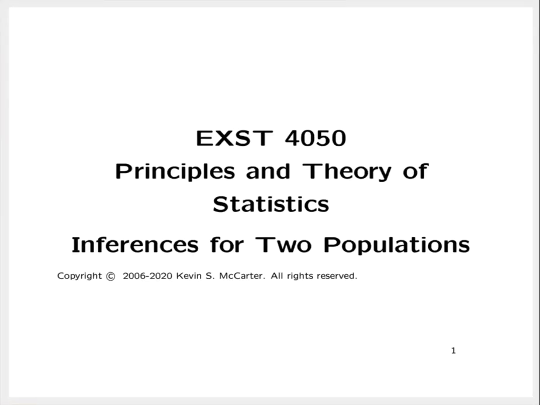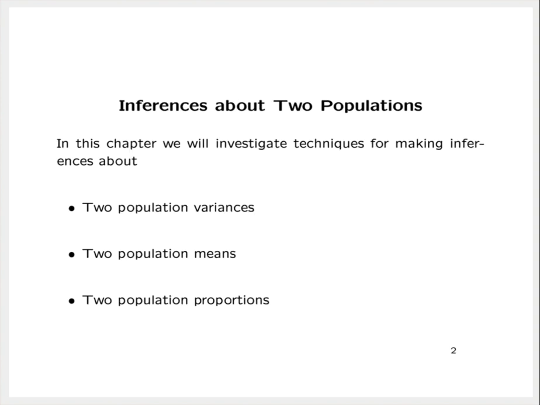In this lecture, we move into Module 5, Theory of Inference Procedures for Two Populations. In this module, we'll be investigating techniques for making inferences about two population variances, about two population means, and about two population proportions. In particular, we'll be looking at ways of comparing each of these parameters across two populations.